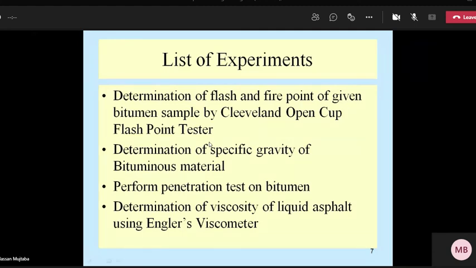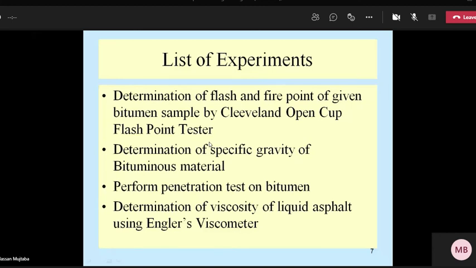Bitumen is normally divided on the basis of penetration grades, viscosity grades, or ductility grades. So if you want to check whether it is 80-100 bitumen or 60-70, these are the grades: 60-70, 80-100. For 60-70, the penetration of the needle in the bituminous sample is about 6 to 7 millimeters. If penetration is up to 6 to 7 millimeters, the grade is 60-70. This is a very important test to decide the grade. If the grade is not proper, you cannot use that bitumen for your project.